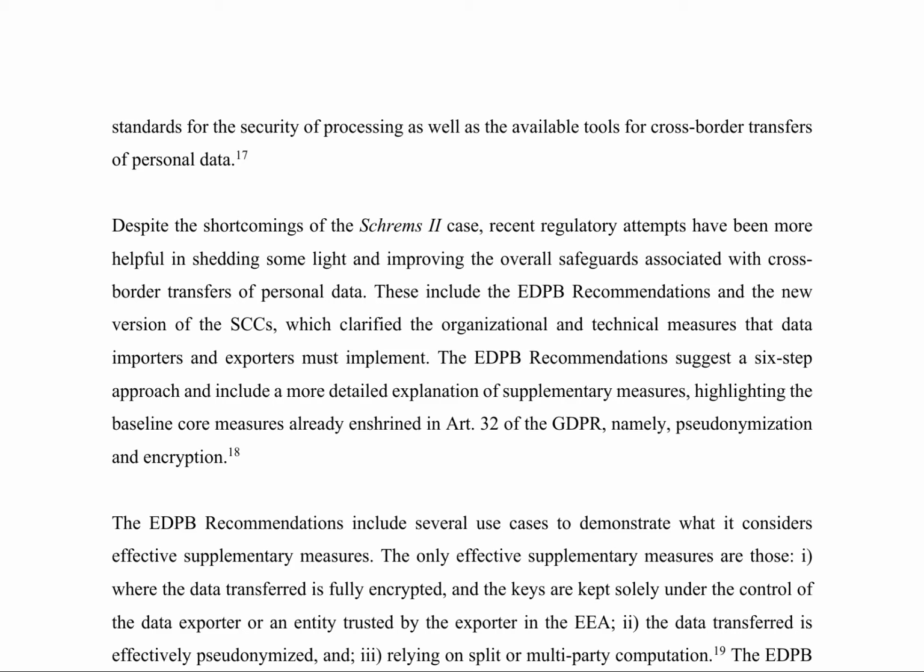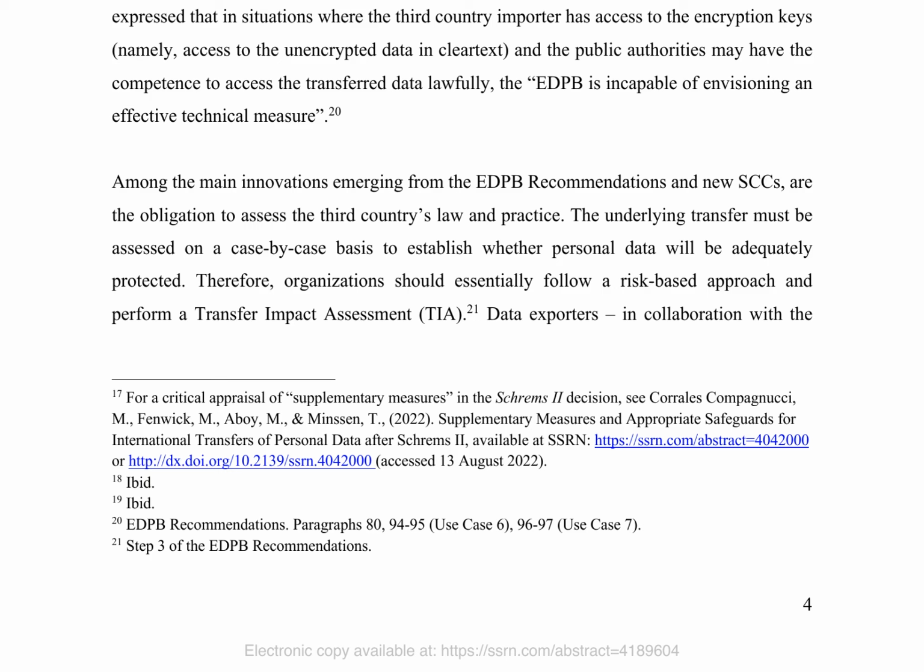The EDPB identifies three effective supplementary measures: full encryption of transferred data, with keys solely under the control of the data exporter or an EEA-trusted entity, effective pseudonymization of transferred data, and reliance on split or multi-party computation. The EDPB also emphasizes the importance of assessing the third country's law and practice on a case-by-case basis to establish adequate protection of personal data. This requires a risk-based approach and a transfer impact assessment (TIA), evaluating risks associated with data transfer to a third country and identifying necessary mitigation measures.